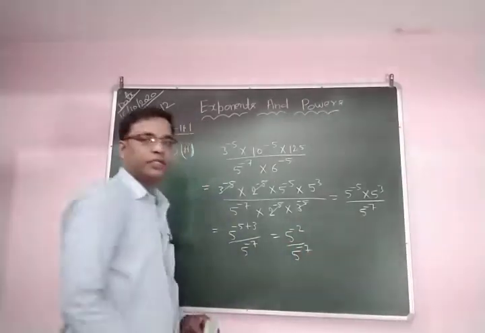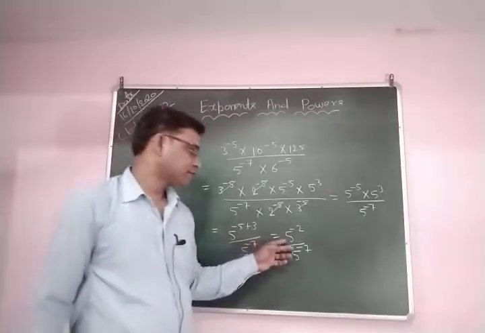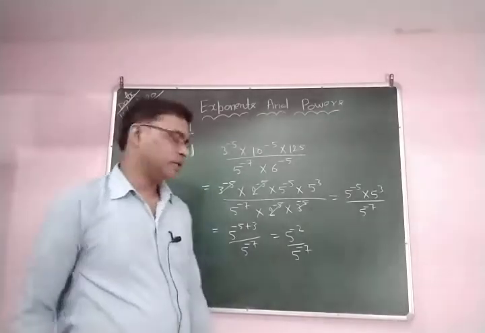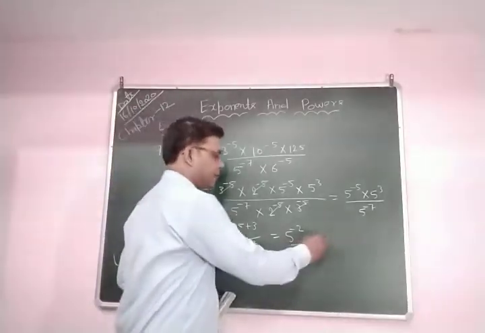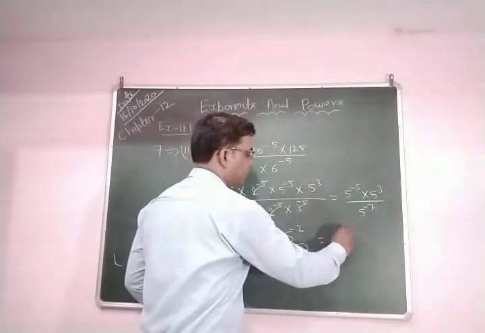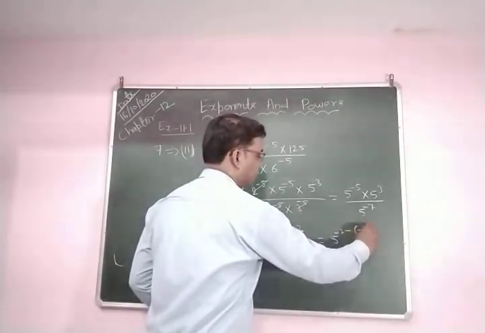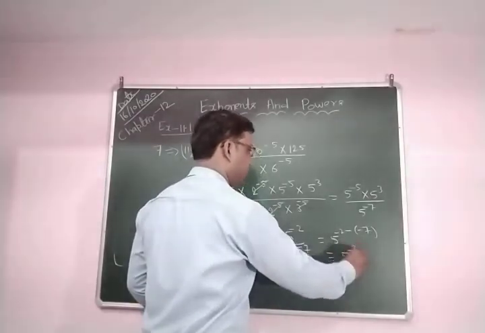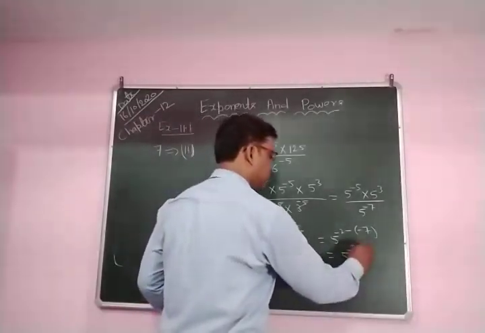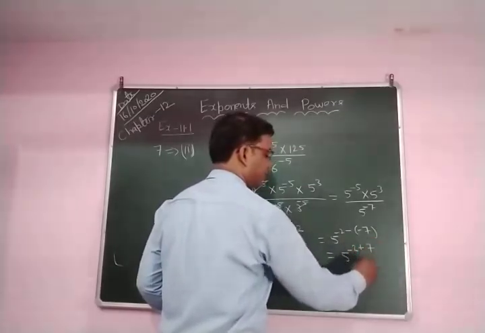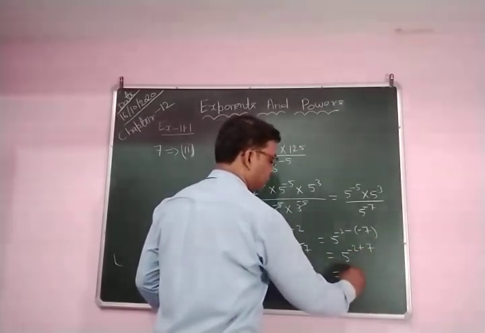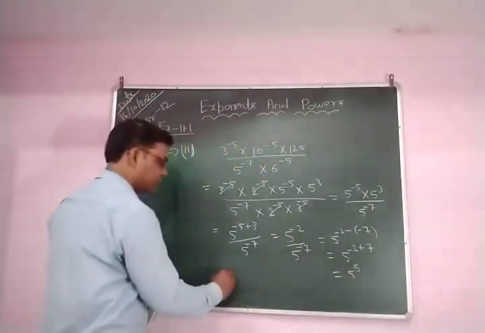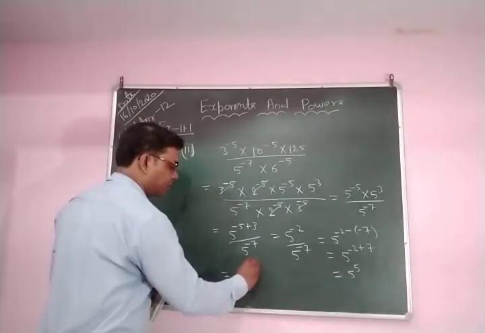Clear. Here you can see the bases are the same and it is the case of division, so the powers will subtract. So we can write 5 power minus 2 minus 7. This is equal to 5 power minus 2 plus 7, or you can write 5 power 5. Okay, so your answer is 5 power 5.